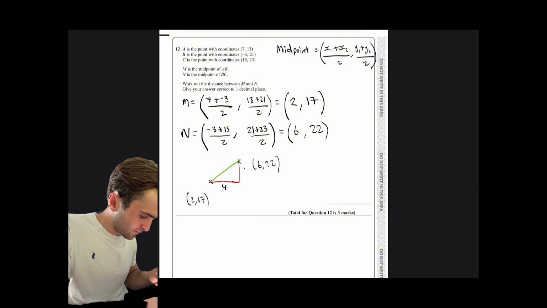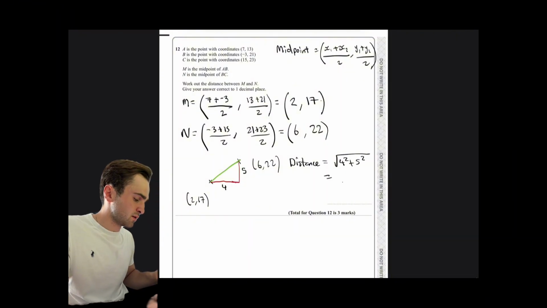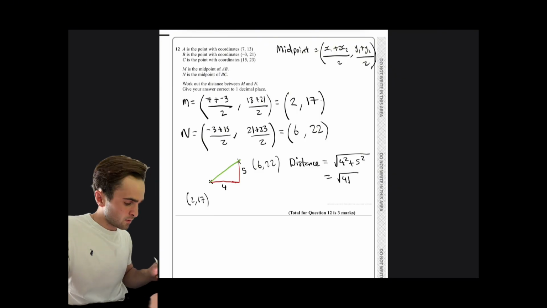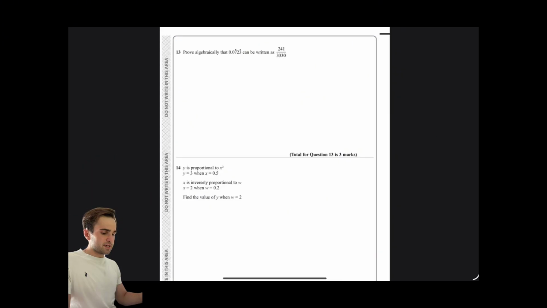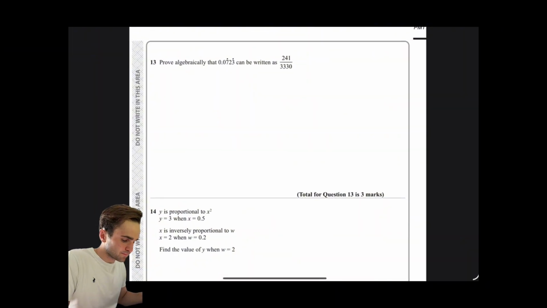It increases in X by just 4. It increases in Y by 5. So the distance equals 4 squared plus 5 squared, which is root of 16 plus 25, which is root 41, which is about 6.4. So that's 6.4. Question 12 done.